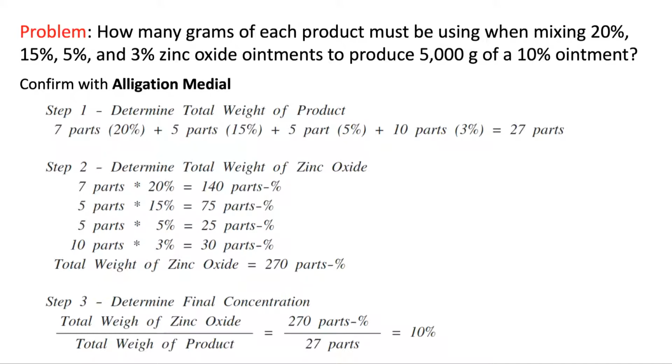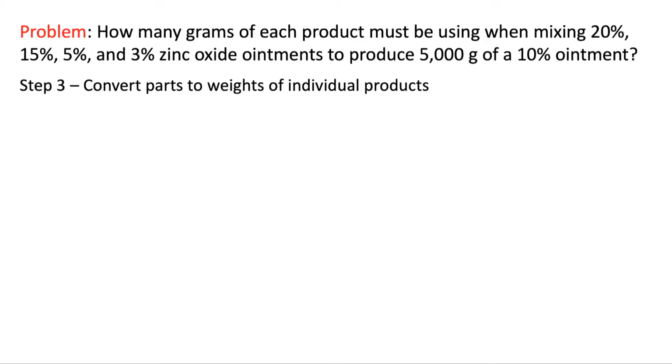So now, let's actually go further and determine the actual weights we would need. Okay, so let's convert our total number of parts to the individual weights of our product.